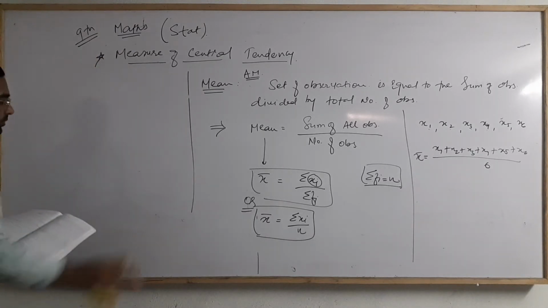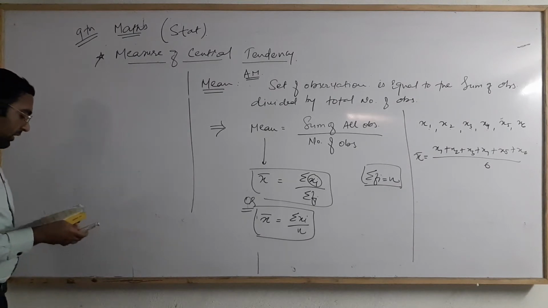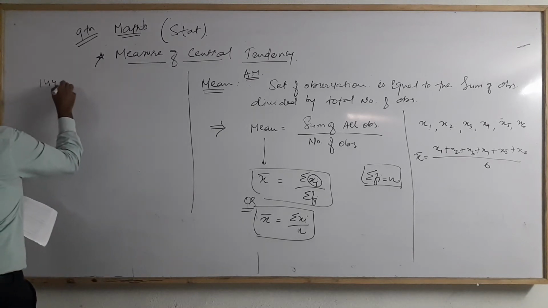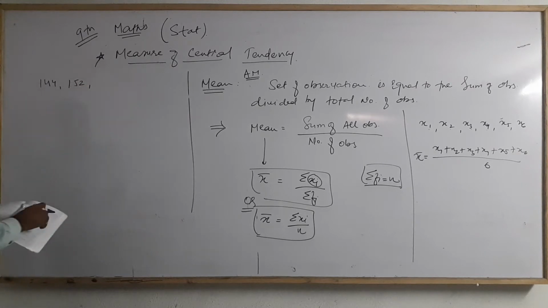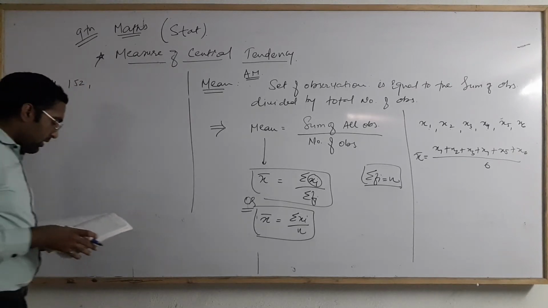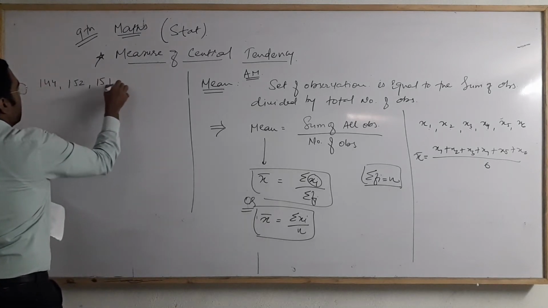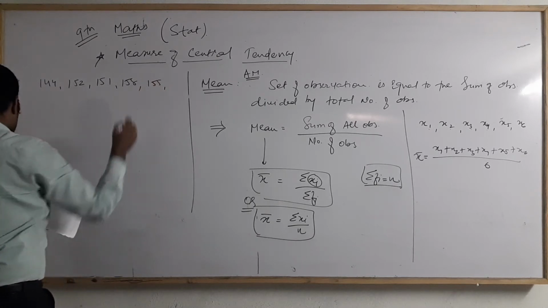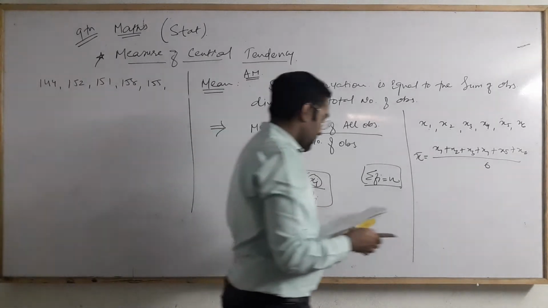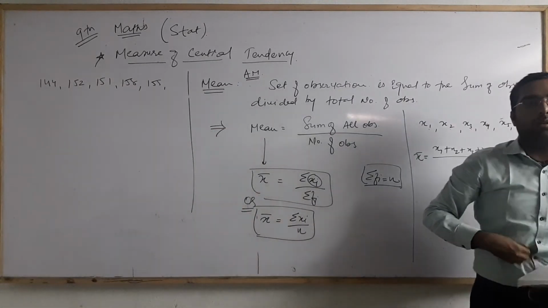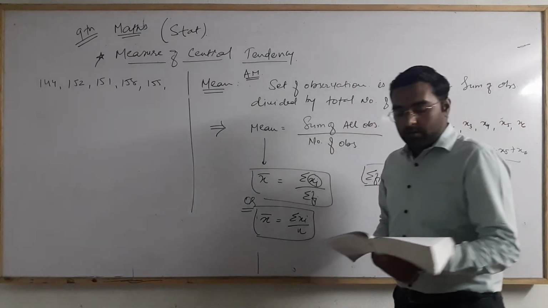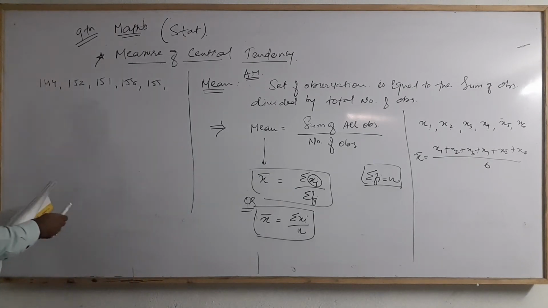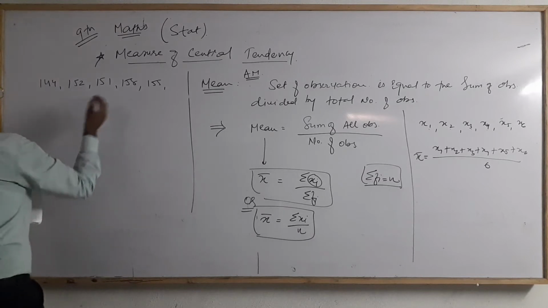Here is the first question. If the heights of 5 persons are 144 cm, 152 cm, 151 cm, 158 cm, and 155 cm respectively, find the mean height of the given data. The heights of 5 persons are given, so I want to find the mean of the given data.